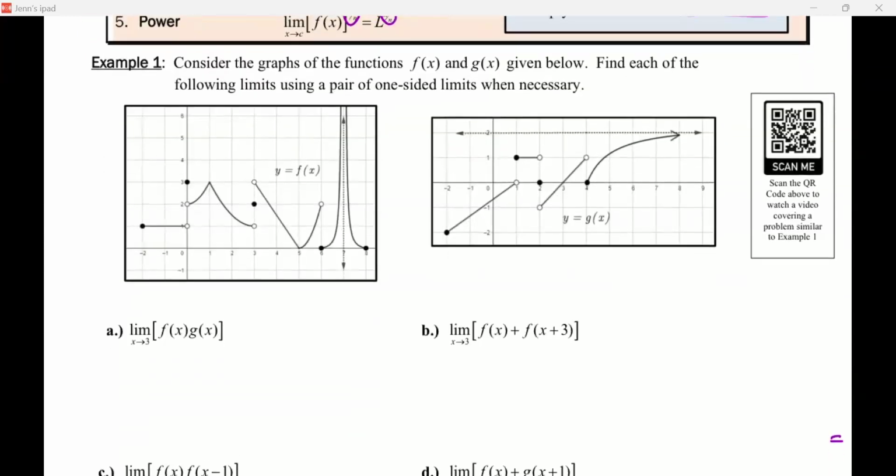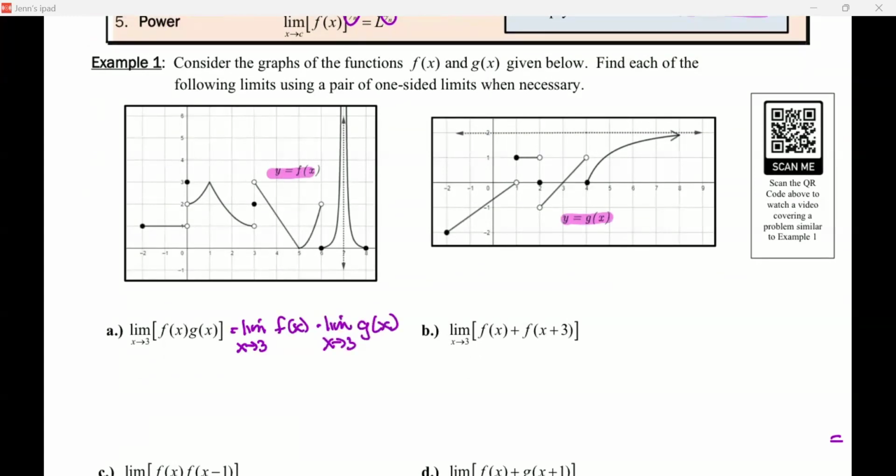So let's take a look at example 1. We have two functions, and we've got two graphs: f of x and g of x. Just pay attention to the graphs that are given. Now the limit as x approaches 3. What you have to be careful of is that the limit as x approaches 3 of f of x times g of x is asking me to find the limit as x approaches 3 of f of x times the limit as x approaches 3 of g of x.